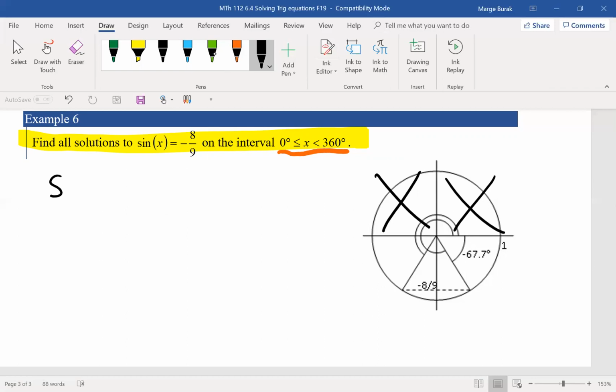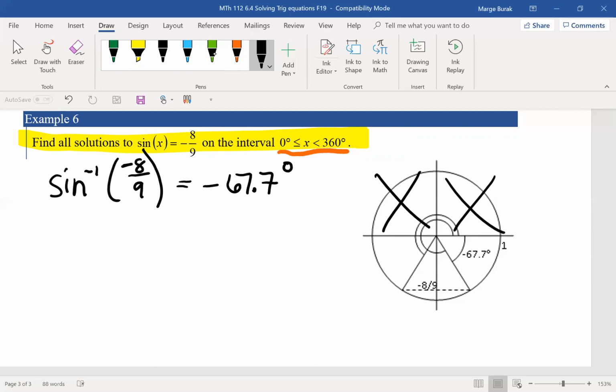So if I do sine inverse of -8/9, my calculator is going to give me, if I'm in degrees, which I want to be, -67.7 degrees.